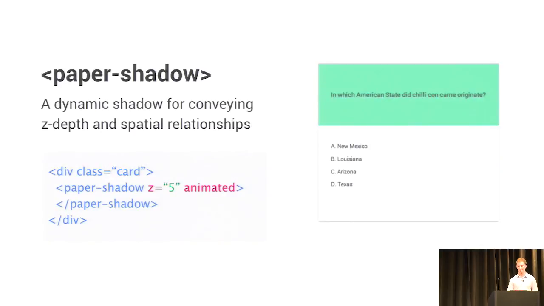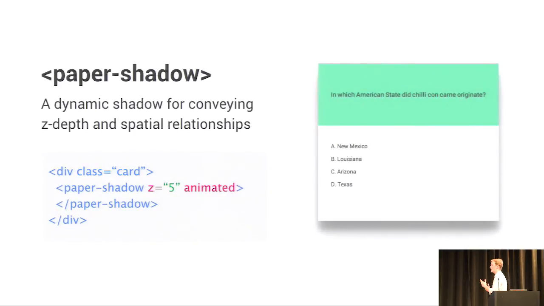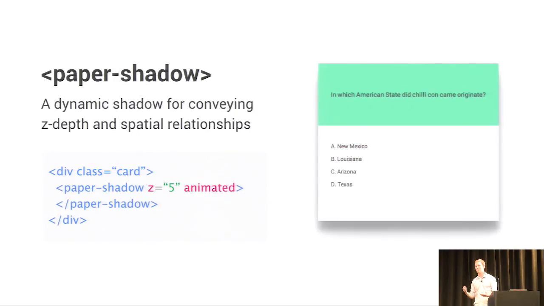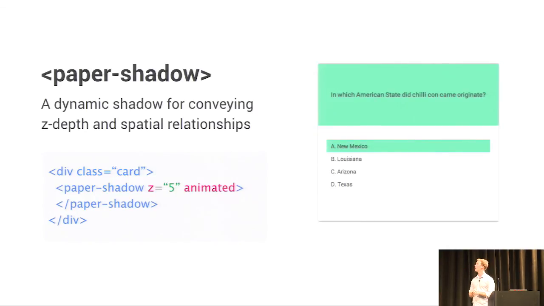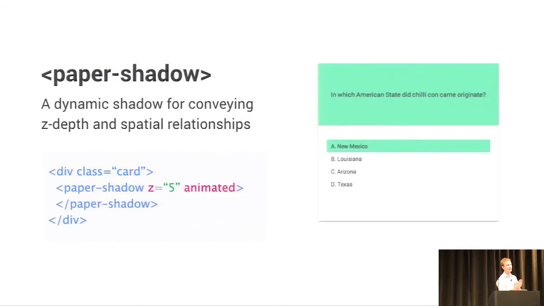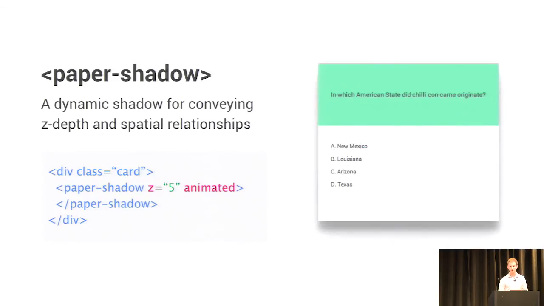Shadows are similar. In material design, it's specced out exactly the depth of each shadow. But I don't want to have to worry about styling all my elements with very specific shadows. I just want to use this kind of Z number for that, and then I want to get the animation for free. So again, this is a composed element where I can drop a paper shadow in any other element, and it gives me this shadow behavior, again, for free.